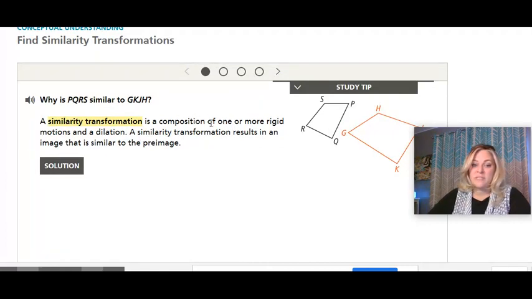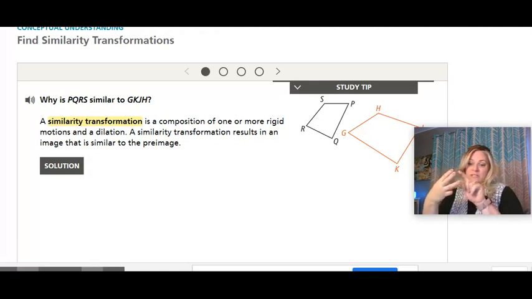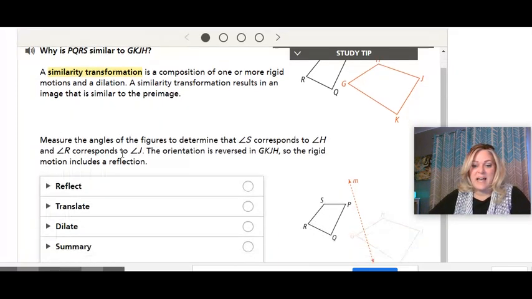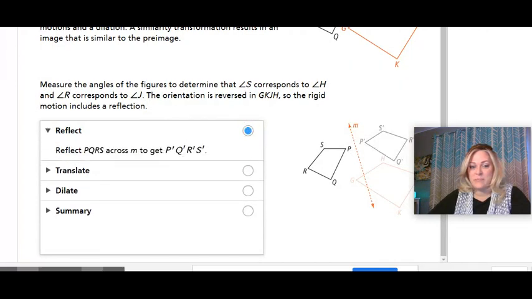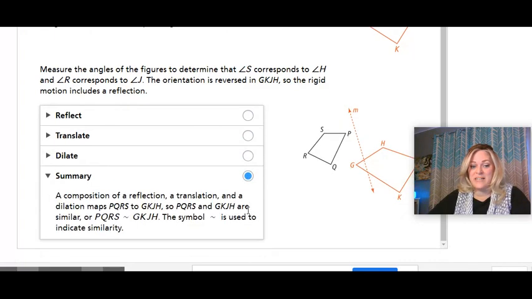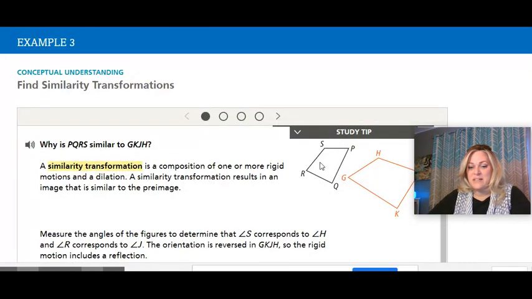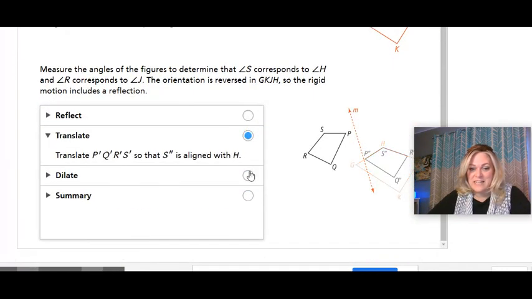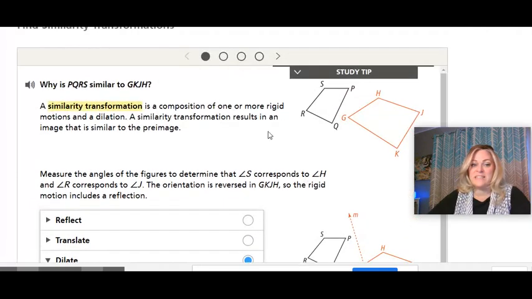Example 3 is a similarity transformation. So it is a composition of one of the rigid motions. So it's a dilation plus one of those other 3, rotation, reflection, translation. So dilation plus one of those rigid transformations. And if you look at this, it actually goes through it. So you could reflect it, you could translate it, and then you could dilate it. And that's exactly what this picture did. So this up here is reflected, translated, then dilated. And so it obviously is a similarity transformation because it has the dilation and at least one of the other transformations.